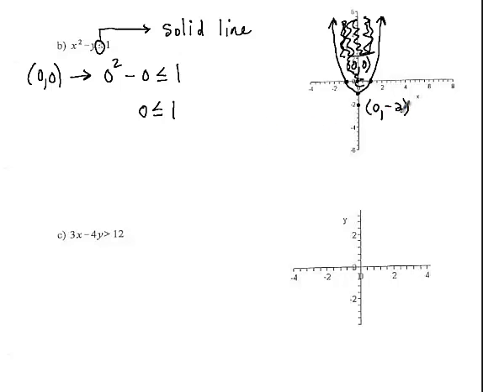Of course, you could go back and test this point, but it's not going to work. We get 0 squared minus a minus 2. And this isn't true. 2 is actually greater than 1. It's not less than or equal to.